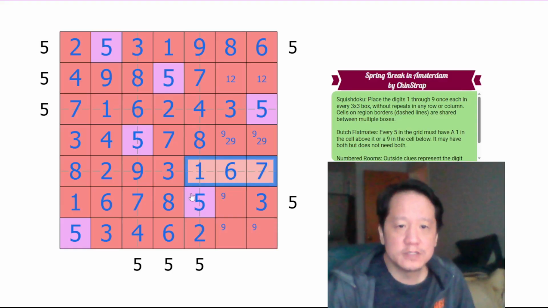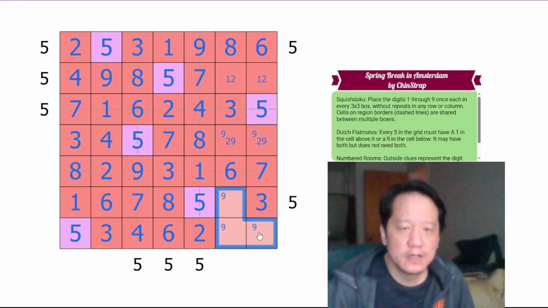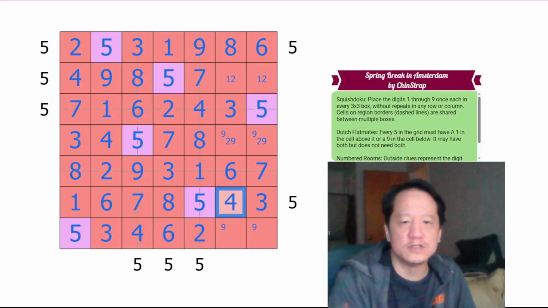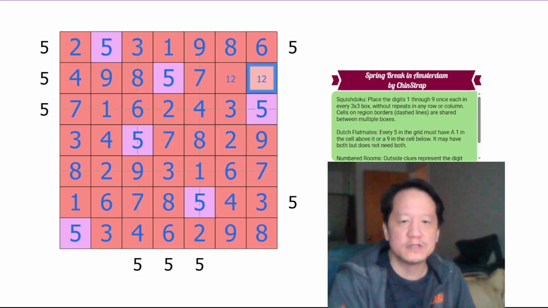Remaining digits in this lower right-hand box. We have 4, 9, and 8. 4 can't be either of these, so that forces this to be 4. This can't be 8 because of 8 in the column, so this is 9, which makes this 8. 9 eliminates 9 here, so it's 2 and 9, which makes this 1 and 2.